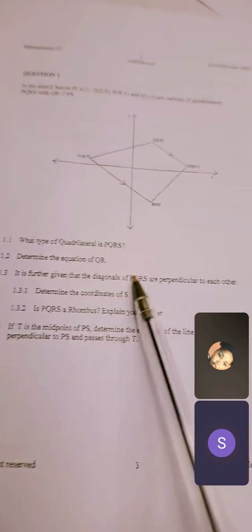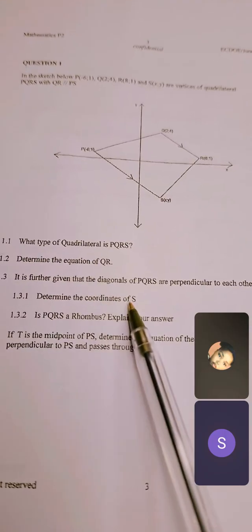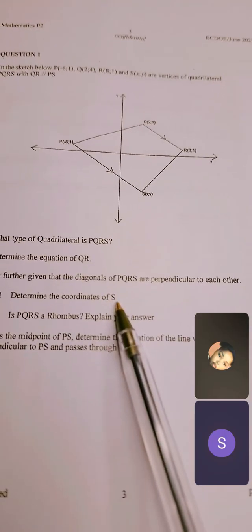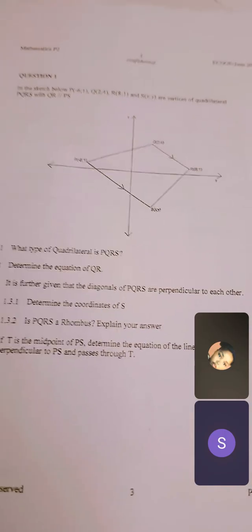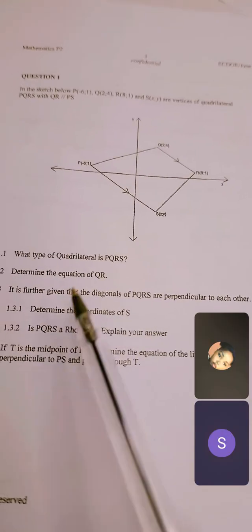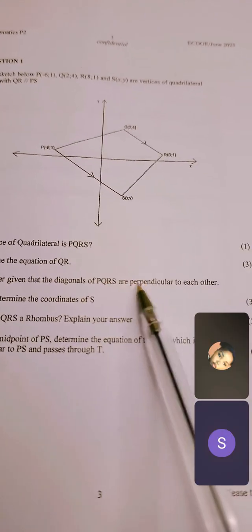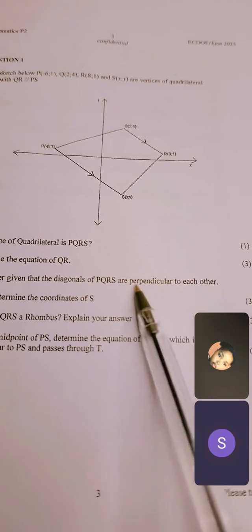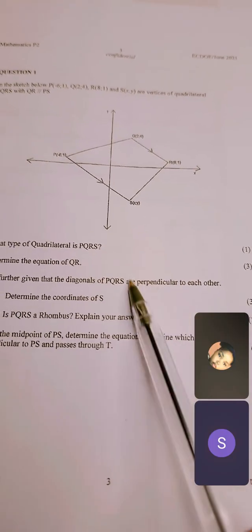Anyway, it is further given that the diagonals of PQRS are perpendicular to each other. Determine the coordinates of S. If the diagonals are perpendicular, yeah, that is the keyword.